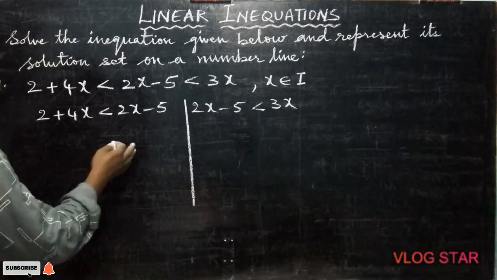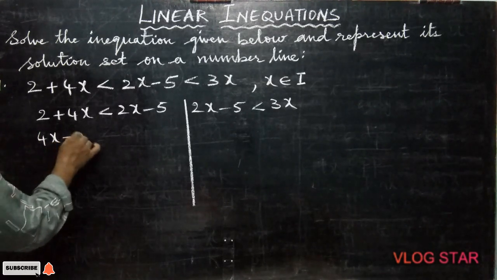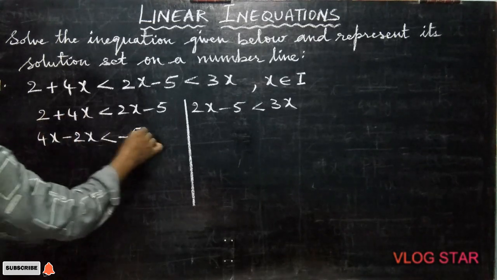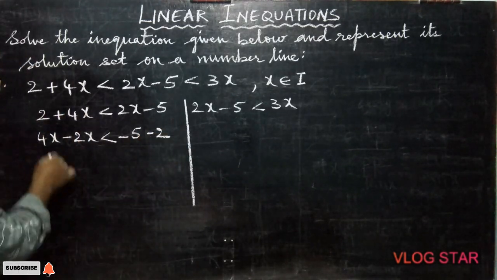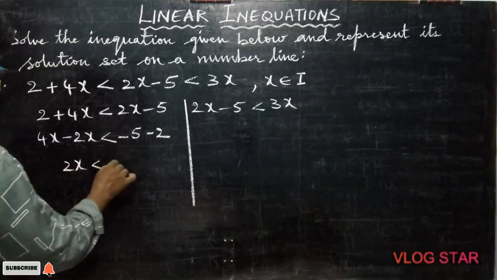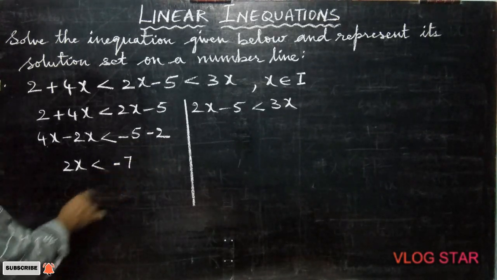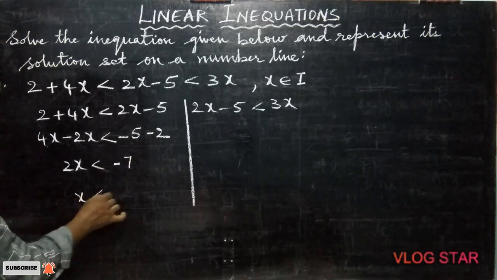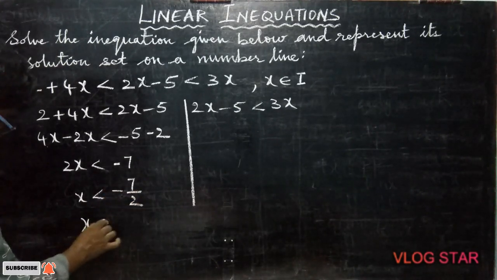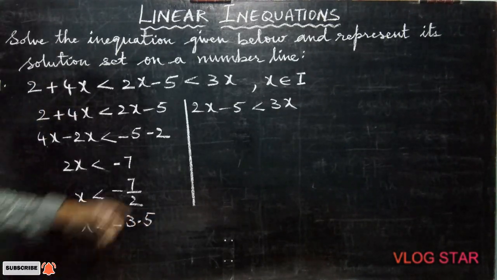Now x terms on one side and constants on the other side. So 4x minus 2x less than minus 5 minus 2, the 2 going to that side becomes minus 2. 4x minus 2x is 2x less than minus 7, since minus 5 plus minus 2 is minus 7. So x less than minus 7 by 2, x less than minus 3.5. Coming to the next.